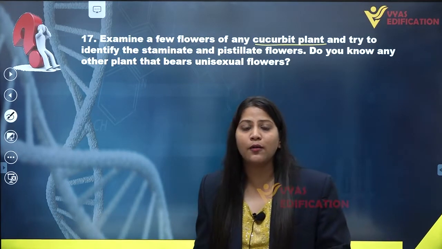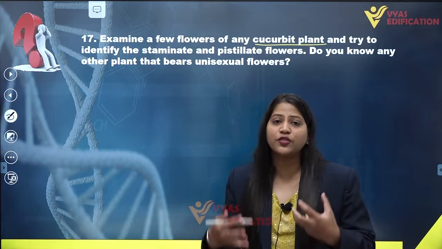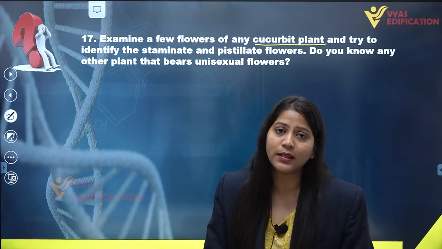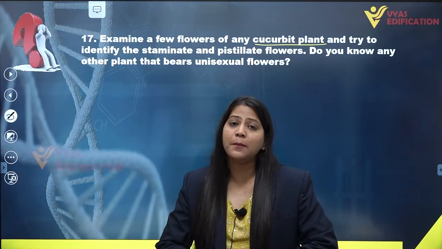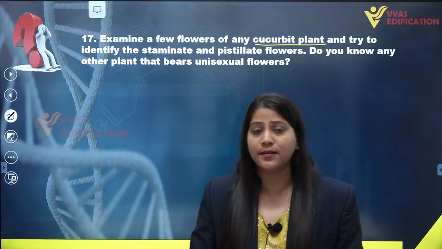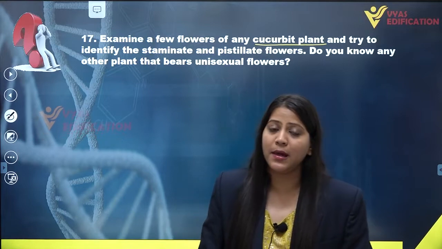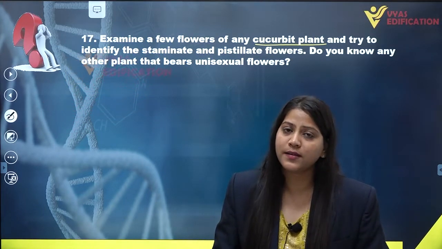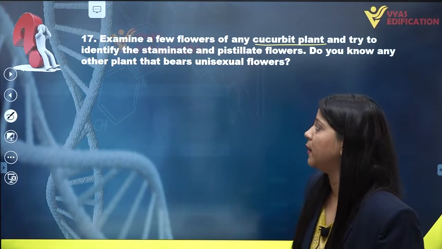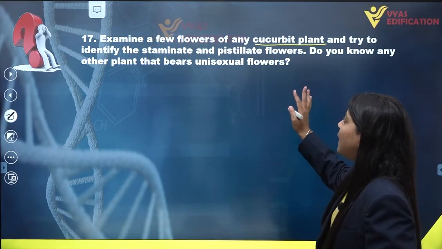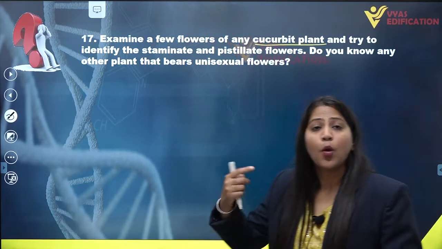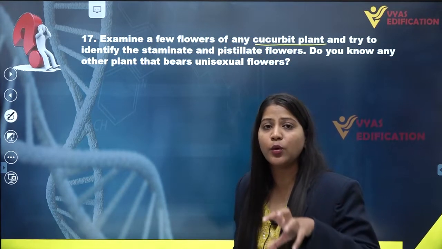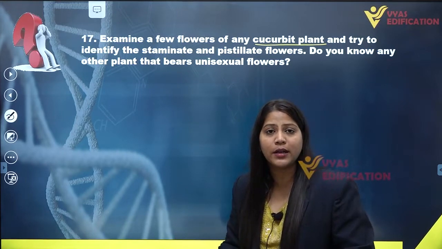What are unisexual flowers? The flowers which contain only one type of reproductive organ: either the male reproductive organ, such as the stamen, or the female reproductive organ, that is the carpel or pistil. So the cucurbita plant bears only unisexual flowers. That means it contains only one type of reproductive organ in it.